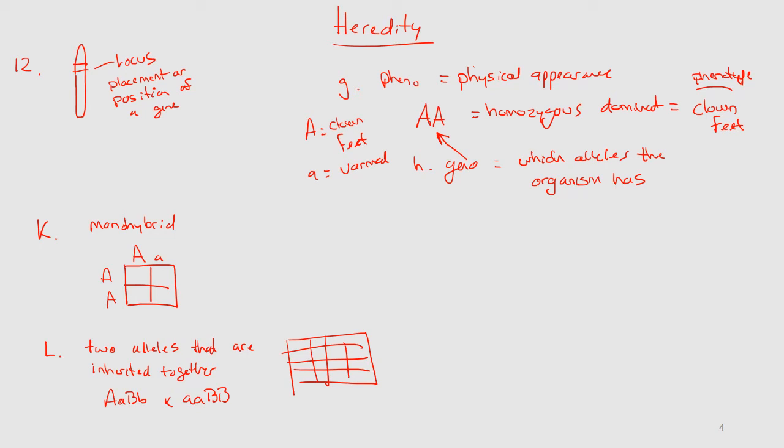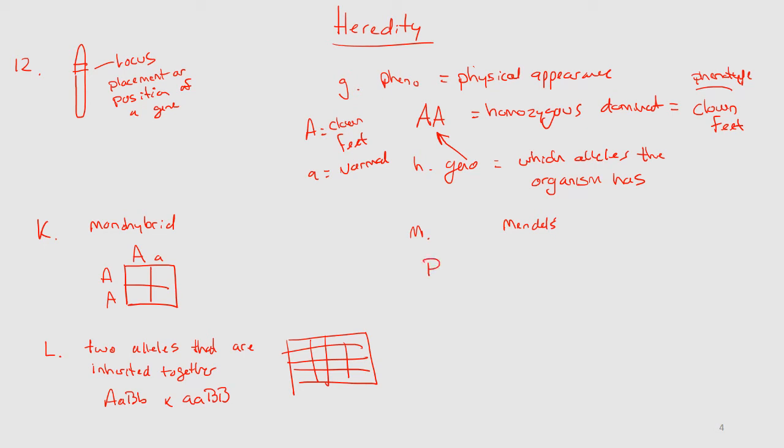Okay, finally the most desired one here. M. I'm going to skip it. Let's do a different letter. We've got P, F1, and F2 generations. Let's go back to Mendel's experiment. It does a great job on showing this.